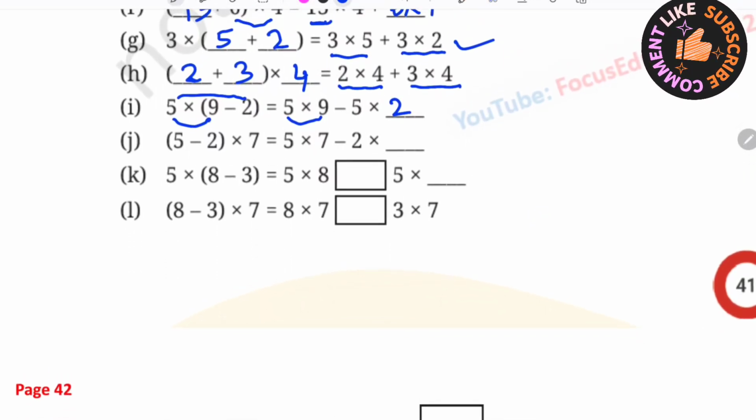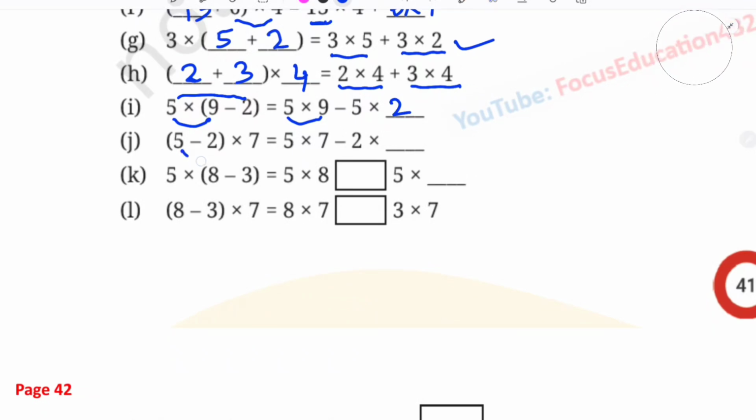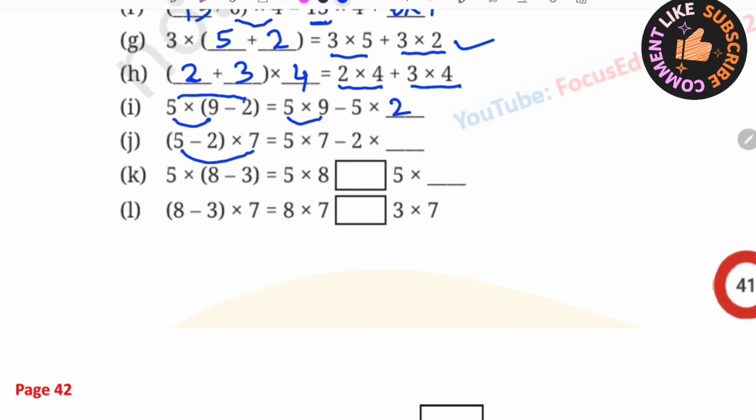Then the J bit: 5 multiplied by 7. So this one is given to us. Minus 2 is also given. So what is remaining? 2 multiplied by 7.